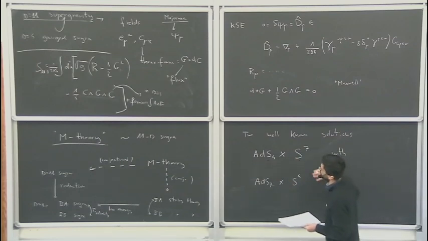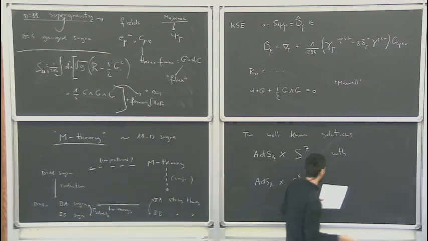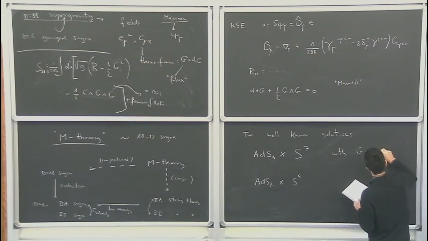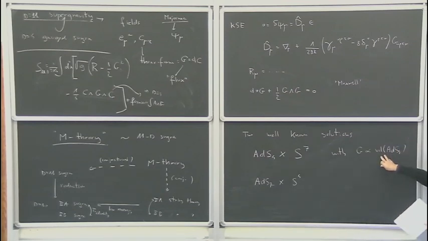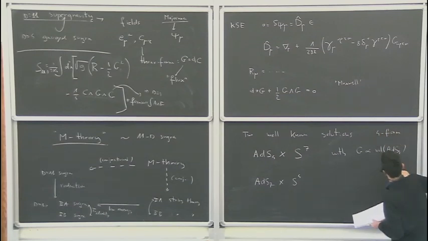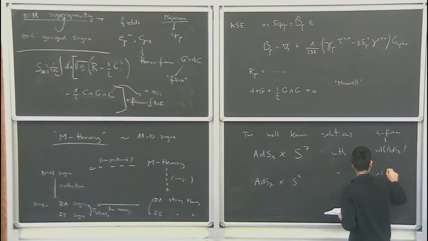And you have to specify, to complete a solution, what is the form of the G flux. And the G flux here is very symmetric. It's proportional to the volume form of AdS4. Okay, so this notation indicates a 4-form. And similarly here, G is proportional to the volume form of S4.